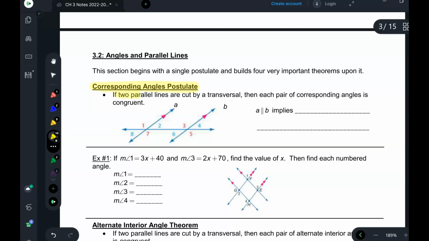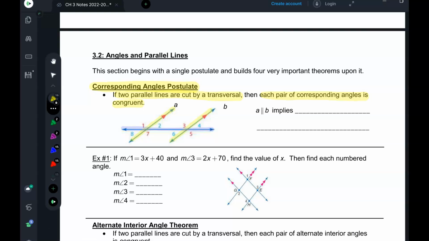So if two parallel lines are cut by a transversal, okay, so here's our example. We have A and B. Those are the parallel lines. And this is the transversal. So what do we know from this postulate? It says each pair of corresponding angles is congruent.